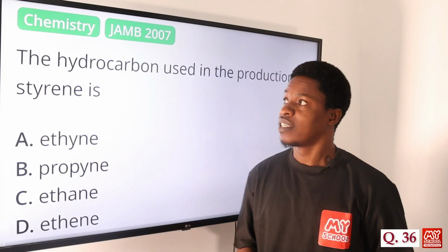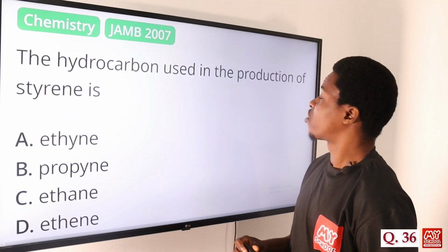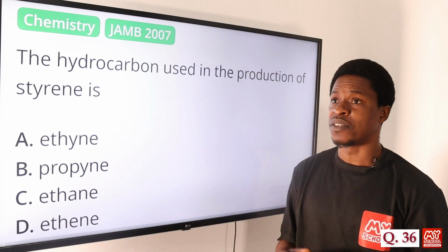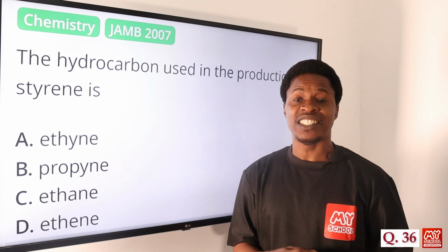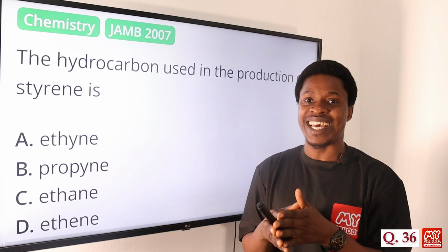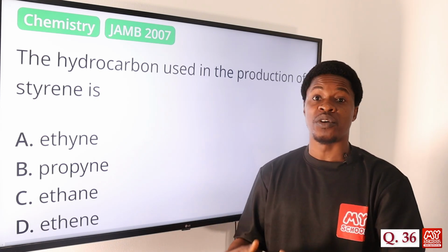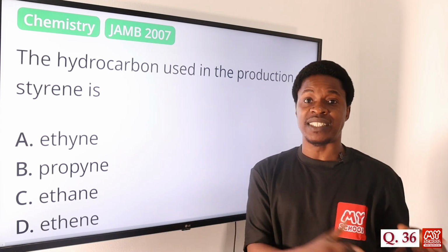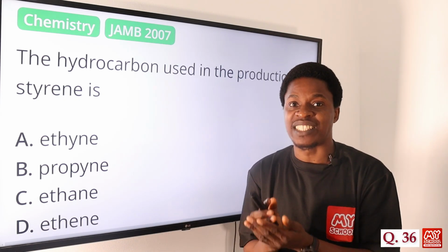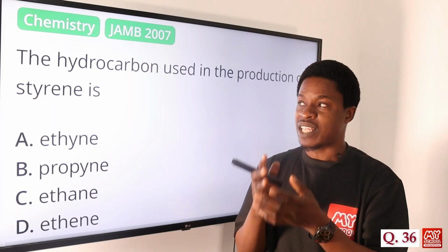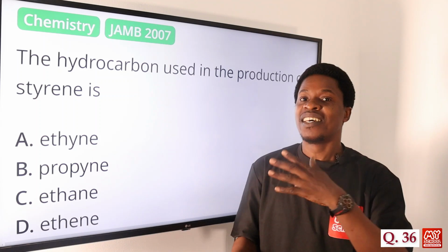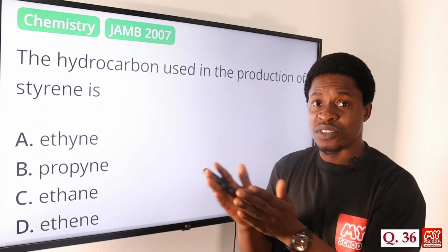Question 36. The hydrocarbon used in the production of styrene is what? Styrene is actually gotten from a monomer that is called ethyl benzene. When ethylene, which is your ethene, reacts with benzene, what we have is ethyl benzene. So that is the monomer that is used in forming styrene. Of course, styrene is also a monomer to what we call polystyrene.